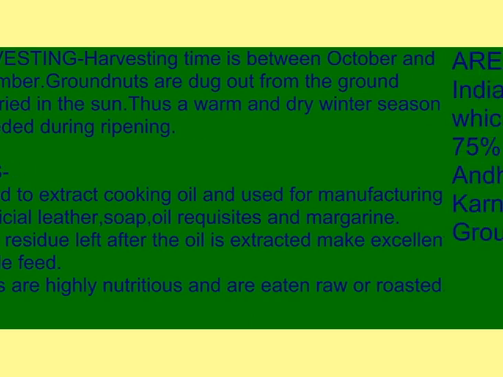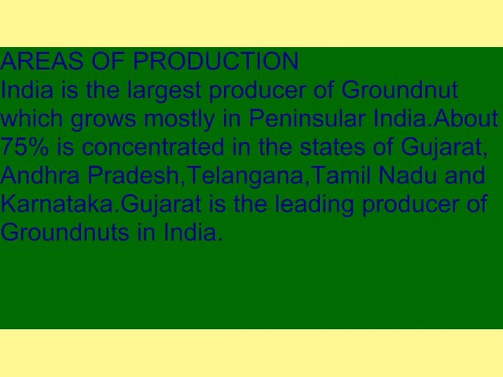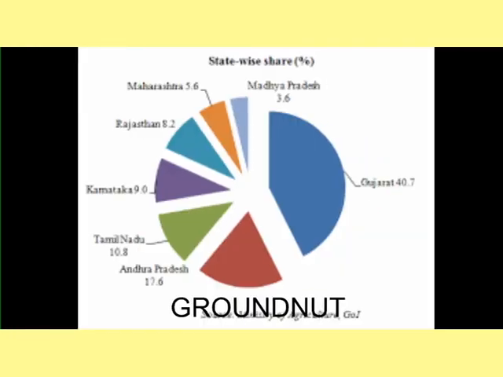Now, the areas of production, where is it grown? India is the largest producer of groundnut, which grows almost mostly in the peninsular India. About 75% is concentrated in the states of Gujarat, Andhra Pradesh, Telangana, Tamil Nadu, and Karnataka. And Gujarat is the leading producer of groundnut in our country.